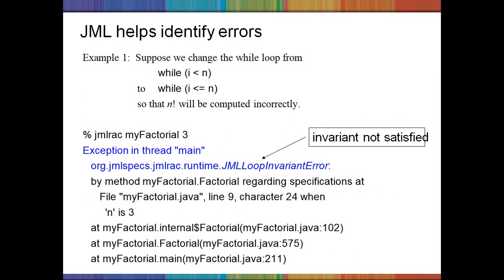Now in the same program, let us change from while i less than n to while i less than or equal to n. So the factorial will be computed incorrectly because you have mentioned i less than or equal to n. So whenever you say jmlrac MyFactorial 3, it will raise a JML loop invariant error, because the invariant that was mentioned in the JML specification is not satisfied. So this is the way JML helps the programmer to immediately identify the mistake they have made and correct the program there itself.